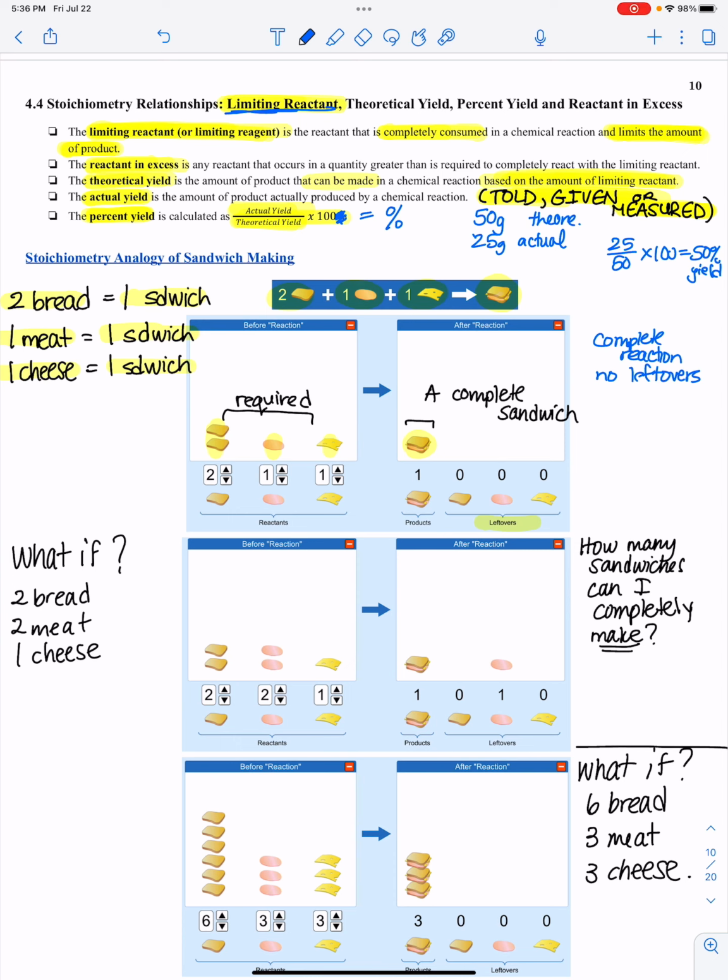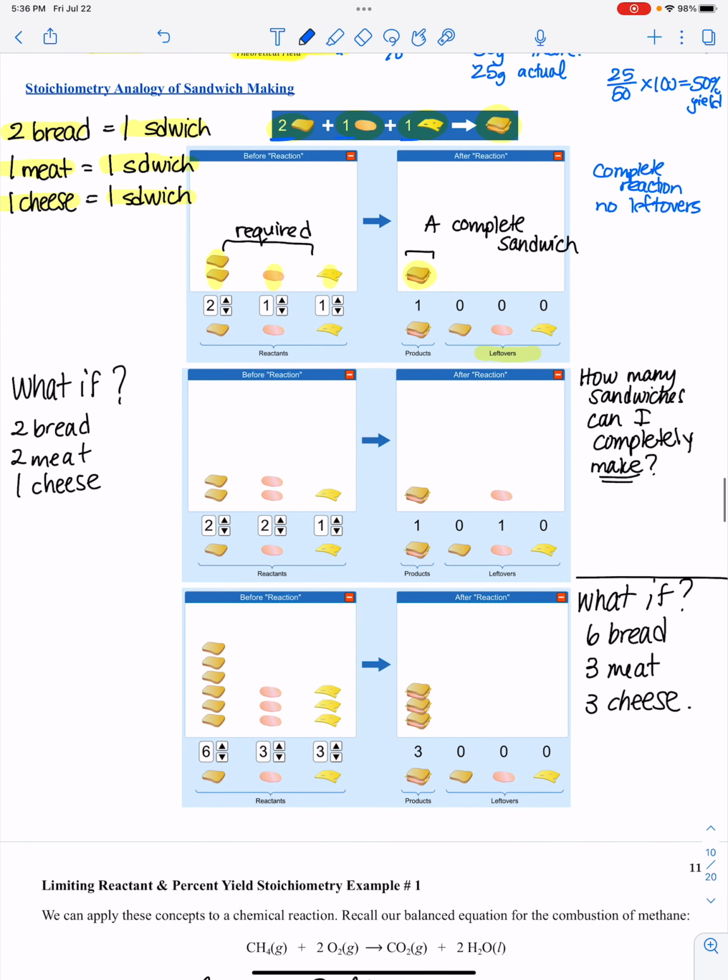But what if I have quantities of my bread and my meat and cheese that are not in this beautiful 2:1 ratio? What if I had 2 pieces of bread, 2 meat, and 1 cheese? How many sandwiches can I make? Well, for a sandwich, I need 2 pieces of bread, 1 meat, and 1 cheese. This is going to help me make my 1 sandwich here. But it looks like I have 1 meat that's left over.